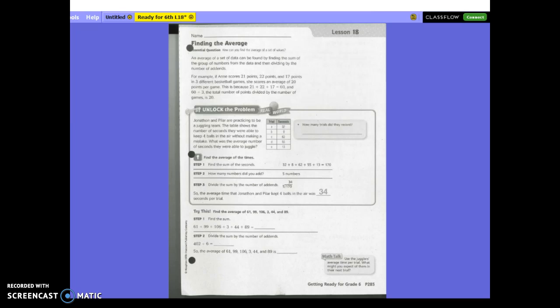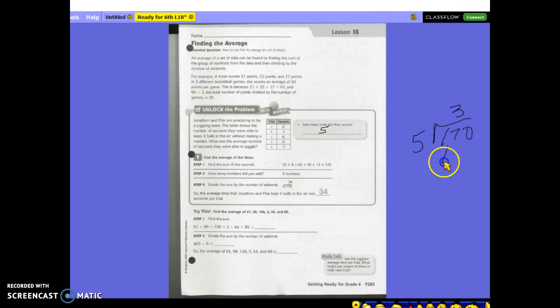Okay, so we're going to find the average. Let's answer this question over there. How many trials did they record? 1, 2, 3, 4, 5. 5 trials. Find the sum of the seconds. We're going to assume they added correctly and it's 170. Okay, how many numbers did they add? 5. So we're going to divide 170 by 5.